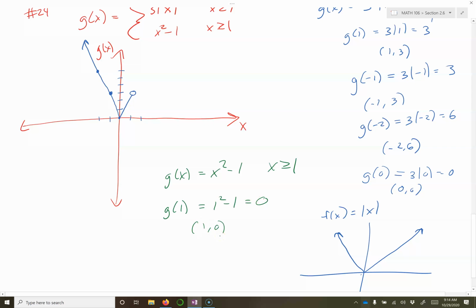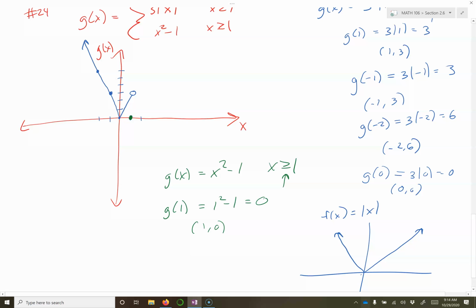Now, is that solid or circle? Look right there. Solid. Okay. So it was good I didn't fill in that circle to begin with, because this one's interesting. 1, 0, it starts right here.